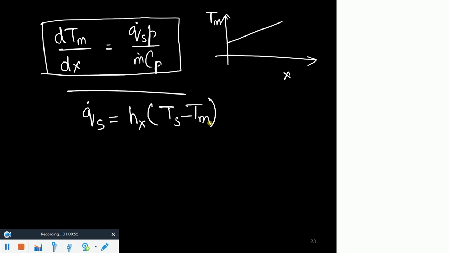We have seen the variation of Tm with respect to x. We also need to see the variation of Ts with respect to x. Why? Because both of these things are changing. Ts also changes when you have q dot s equals some constant. So I can write Ts as q dot s over hx plus Tm. Isn't it?